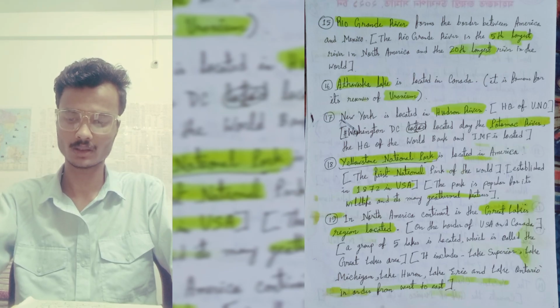Number 16. Athabasca Lake is located in Canada. It is famous for its reserves of uranium. Number 17. New York is located on the Hudson River. The headquarters of the UN is located in New York. Washington DC is located along the Potomac River. The headquarters of the World Bank and International Monetary Fund is located there.